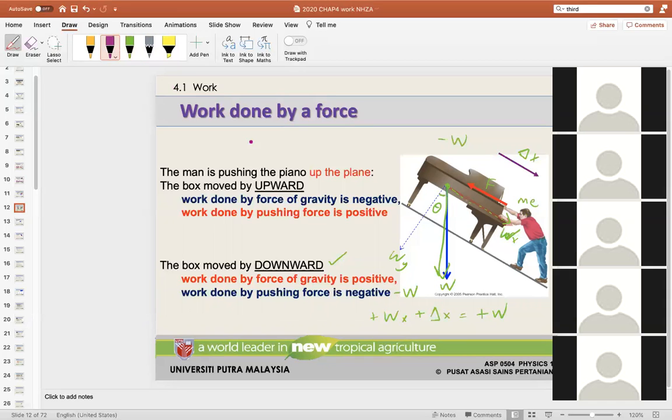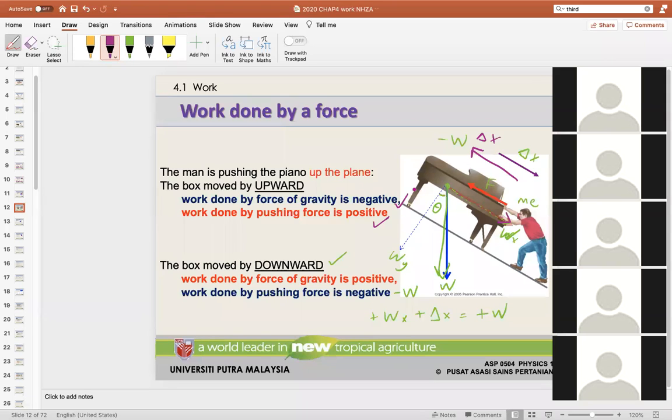Okay, so now let's take a look at what happens when the piano is sliding up. I am pushing the piano upwards, and now my displacement is this way. So it is in the same direction. So the work done by the pushing force is positive. Yay, we are doing something valuable now. And then the work by gravity is going this way. This is the force by gravity and the displacement is upward, so it is negative.